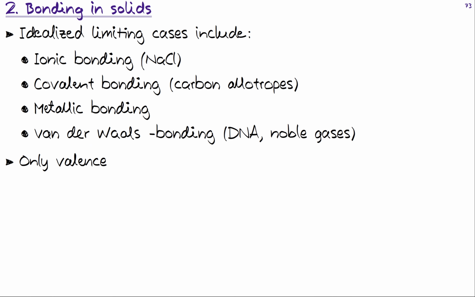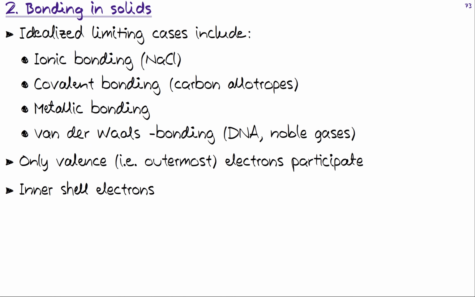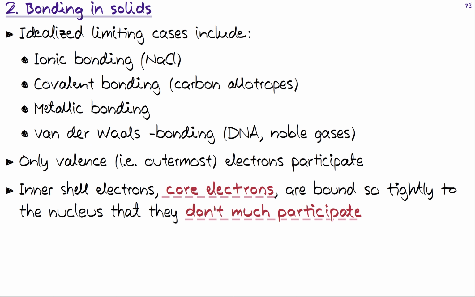What happens in terms of the physics and chemistry here is that only the valence electrons participate in the formation of bonds. And valence electrons are the outermost electrons that an atom has. So please remember this. These are the only electrons we need to consider when thinking of bond formation. The inner shell electrons, called core electrons, are very tightly bound to the nuclei so they don't much participate in the formation of solids. That's a rule of thumb that is a good thing to remember for the future.